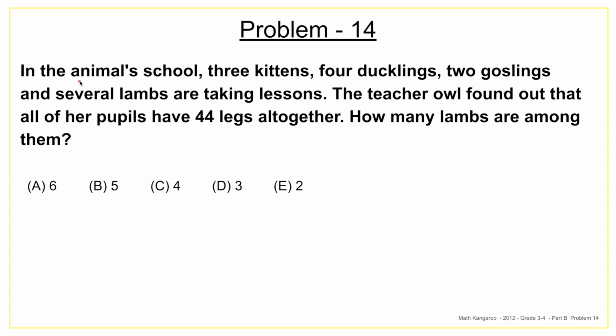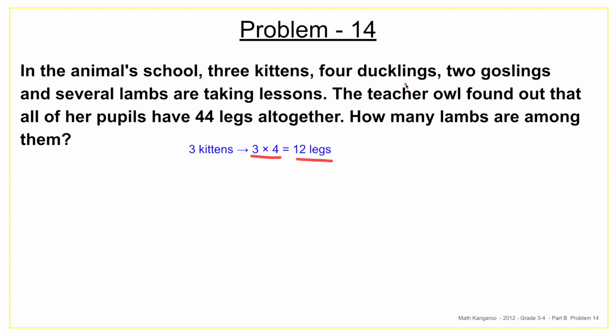Problem 14. In the animal school, 3 kittens, 4 ducklings, 2 goslings, and several lambs are taking lessons. The teacher owl found out that all of her pupils have 44 legs altogether. How many lambs are among them? These are our options. Let's get into this problem step by step. So we have 3 kittens. Each kitten has 4 legs. That means how many total legs do we have? 3 times 4 gives us 12 legs.